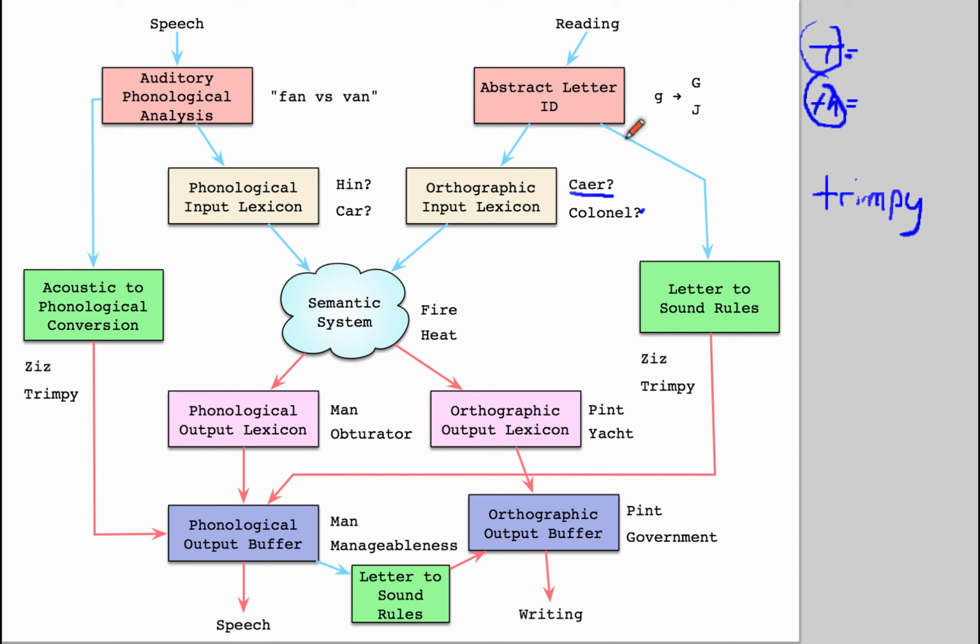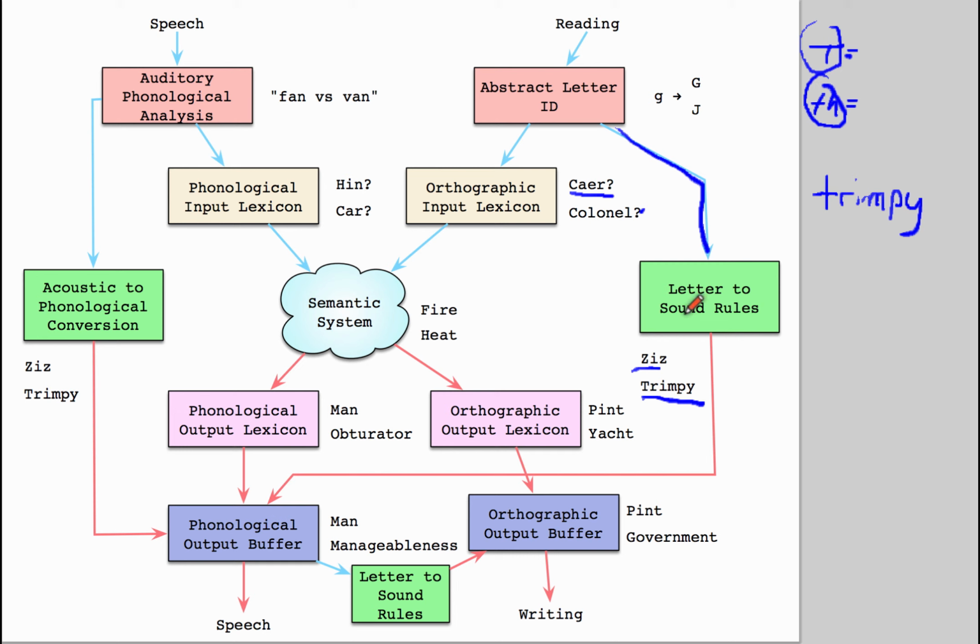Because you can go through an alternate route. You can just take the letter to sound rules, which is what I've just been talking about, grapheme to phoneme conversion. So you would be able to read words like ziz and trimpy out loud correctly if this route was working adequately. Okay.